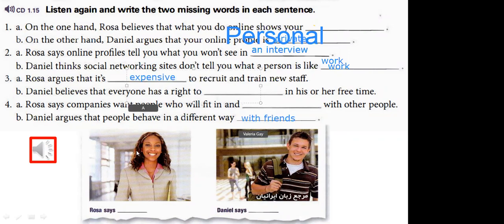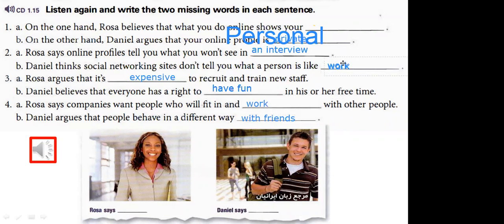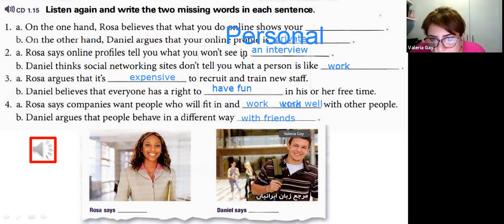Okay, with friends. And 3B, Daniel believes that everyone has a right to have fun. And 4A, Rosa says companies want people who will fit in and work. Can I write another answer? Yes, go ahead. Oh, kind, but it doesn't look clear.